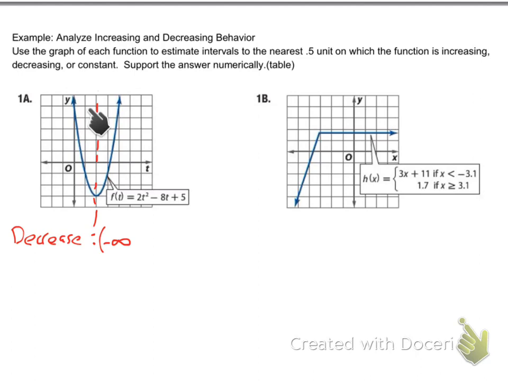Because I am always falling until you get to what value? What x value is there? Oh, 2. I'm not going to be at 2 because at 2 it's not decreasing, it's not increasing either.